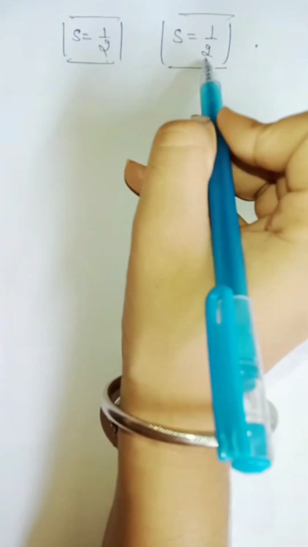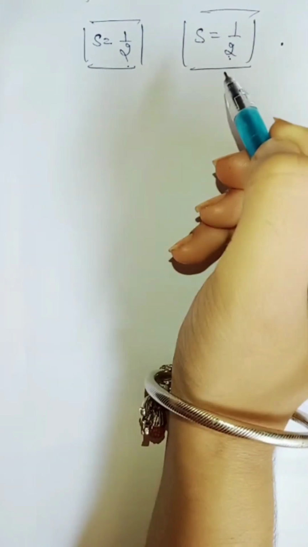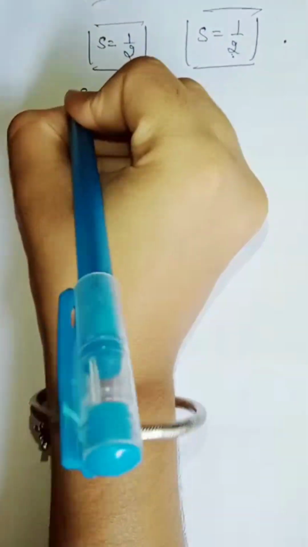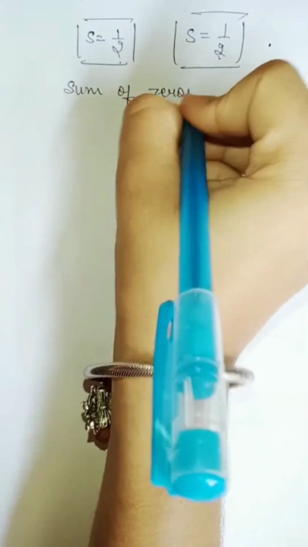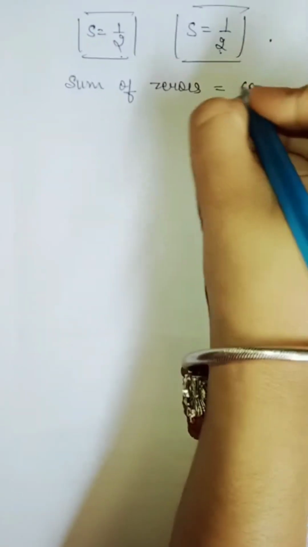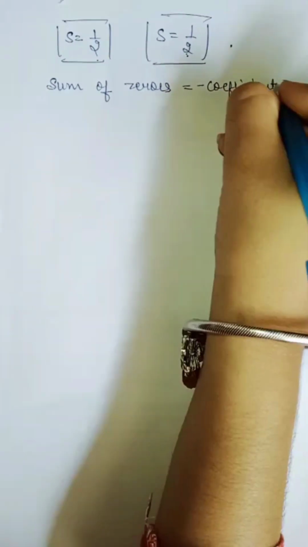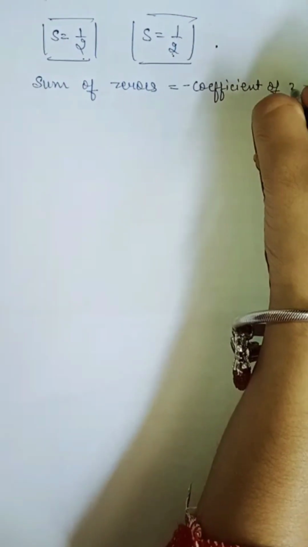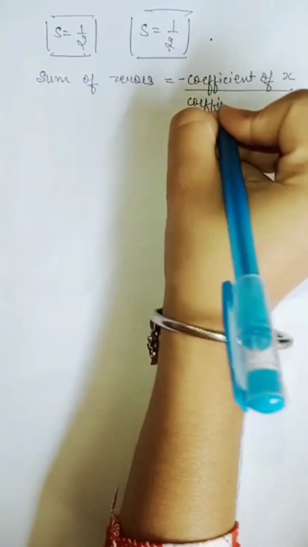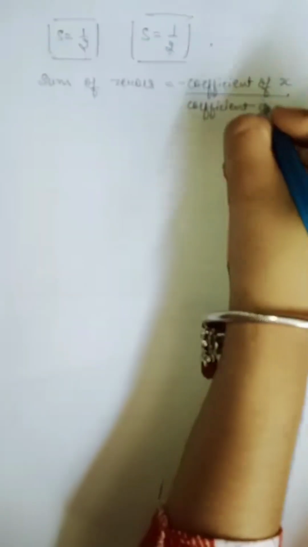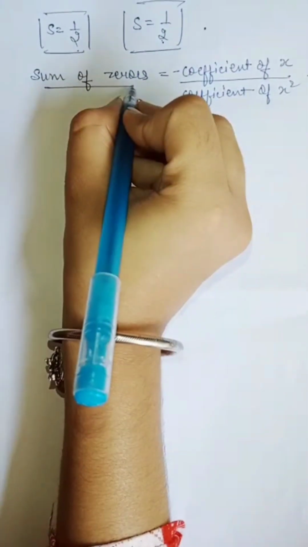So we got these two zeros. Now to verify the relationship between the zeros and the coefficient, what will we do? Here we will write: sum of zeros is equal to minus coefficient of x upon coefficient of x square.